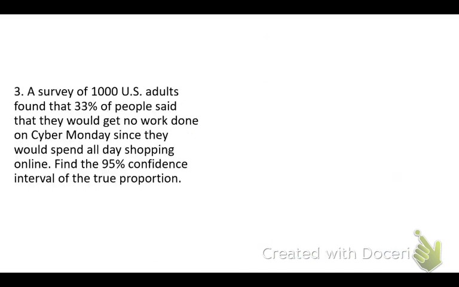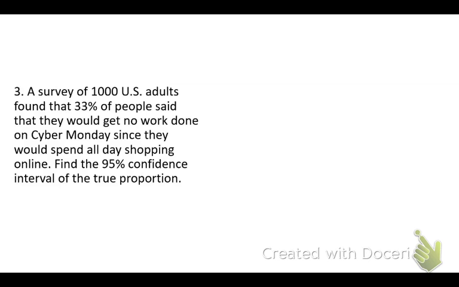The nice thing about our proportion population is that it doesn't use the t scores, it uses our z scores like we've practiced. So those 3 that we memorized for the 90, 95, and 99%, those are going to be applicable in this case. So in this problem, it says a survey of 1,000 U.S. adults found that 33% of people said that they would get no work done on Cyber Monday since they would spend all day shopping online. Find the 95% confidence interval of the true proportion.